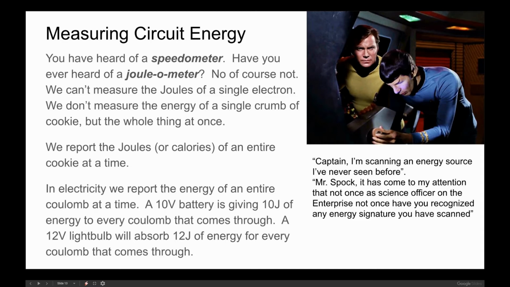In electricity, we report the energy of an entire coulomb at a time. A 10-volt battery is giving 10 joules of energy to every coulomb that comes through. A 12-volt light bulb will absorb 12 joules of energy for every coulomb that comes across.